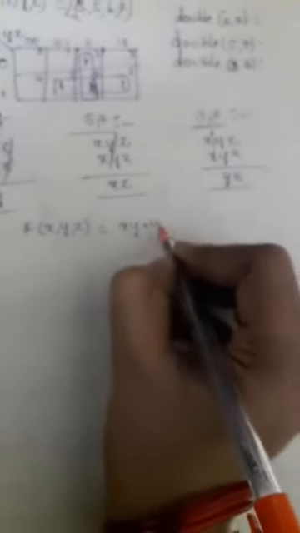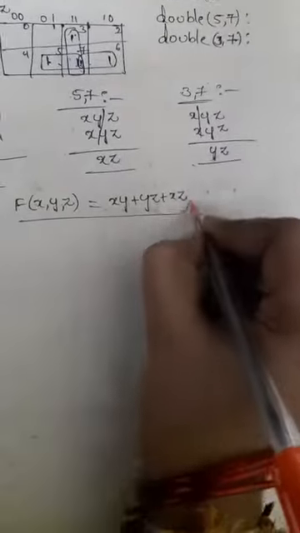So finally, for this Boolean function f of xyz, we get the Boolean expression by adding all the prime implicant results: xy plus yz plus xz. Okay, so this is our result for this third function.